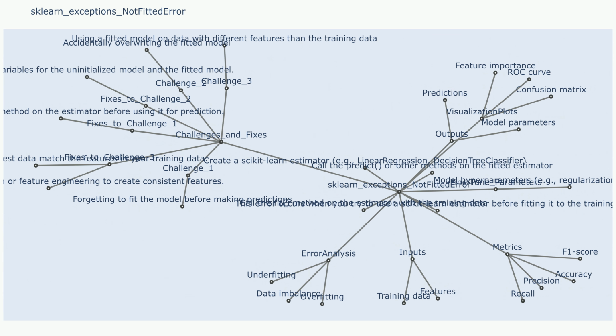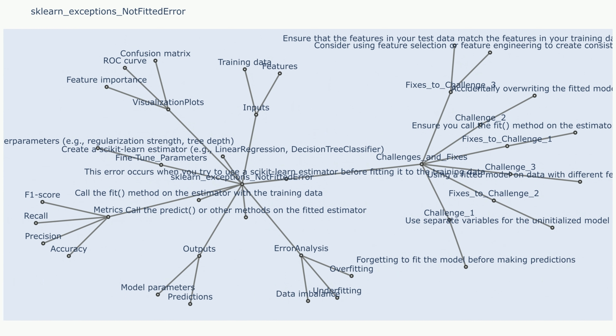Challenge 2: forgetting to fit a model after modifying its parameters. Sample use case: changing the regularization parameter in logistic regression but forgetting to refit the model. Fixes: ensure that you refit the model after any parameter changes using model.fit(X_train, y_train) to retrain the model with the new parameters.